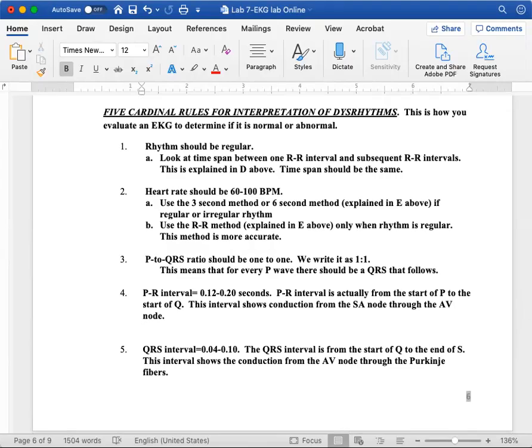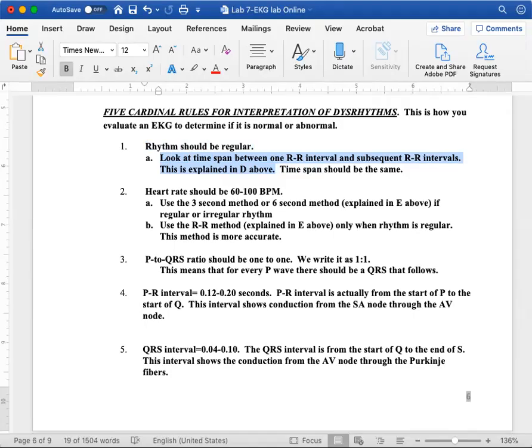When you're looking at an EKG, you're going to be evaluating resting EKGs, right? And patients. The first thing that you're looking for is that the rhythm should be regular. What does this mean? You're going to look at the time span. You don't have to actually measure the time span, but you're going to look at the time span from one R to the next R. And the time span should be the same, okay?